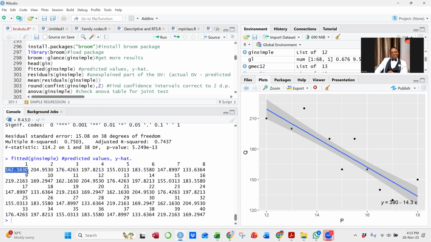So what does that tell you? That there is an error. Is it a positive error or negative error? Is it a positive error or a negative error for the first observation?